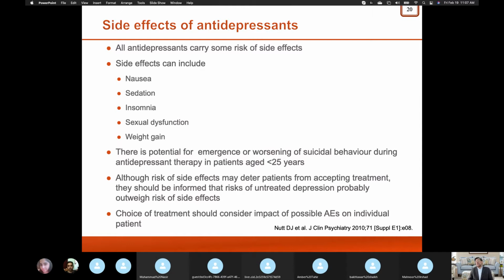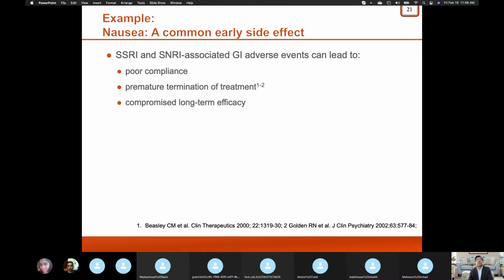Although the risk of side effects may deter patients from accepting treatment, they should be informed that the risk of untreated depression probably outweighs the risk of the side effects. What is better? Remaining in this misery, in this curse, in this unfortunate situation, or having some of the side effects? So you have to weigh the risks and the benefits. And I'm sure people will say that, of course, this is more miserable than having some side effect like weight gain. So we can address the side effects later on, but the first target is to get you better.